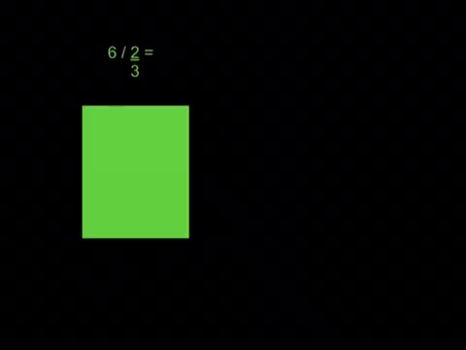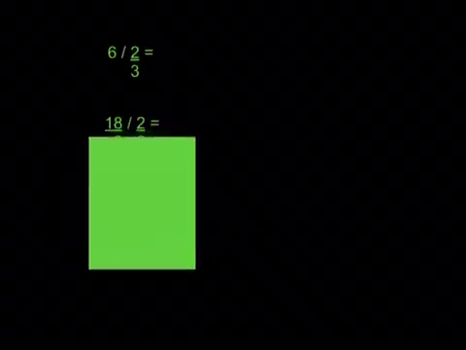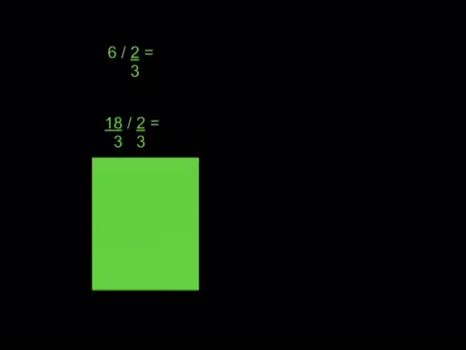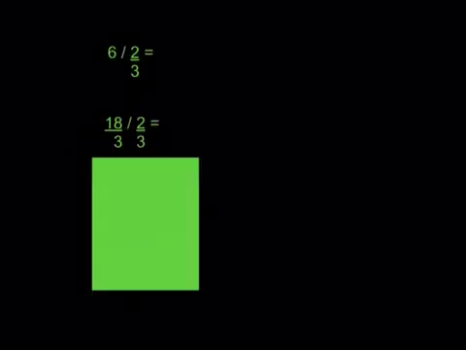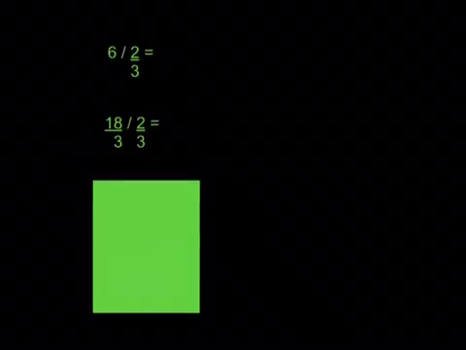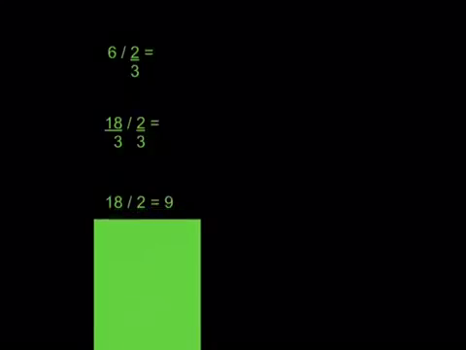For our next problem, we are going to divide 6 whole by 2/3. Since 2/3 has a denominator of 3, we're going to express 6 whole with a denominator of 3. 6 times 3 is equivalent to 18. So we will have 18/3, which equals 6 whole, divided by 2/3. Next, we are going to divide the numerators, 18 by 2, to get 9 whole.